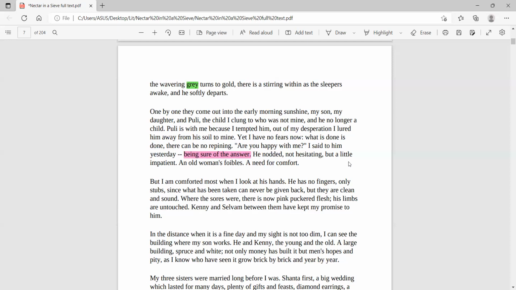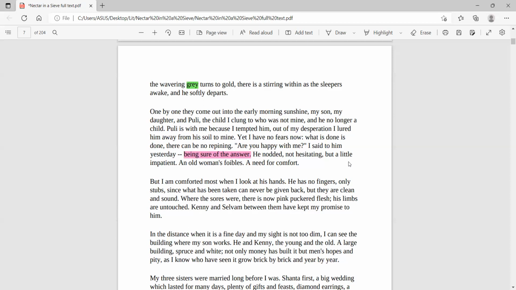But I'm comforted most when I look at his hands. He has no fingers, only stubs, since what has been taken can never be given back. But they are clean and sound. Where the sores were, there is now pink puckered flesh. These limbs are untouched. Kenny and Selvam between them have kept my promise to him.